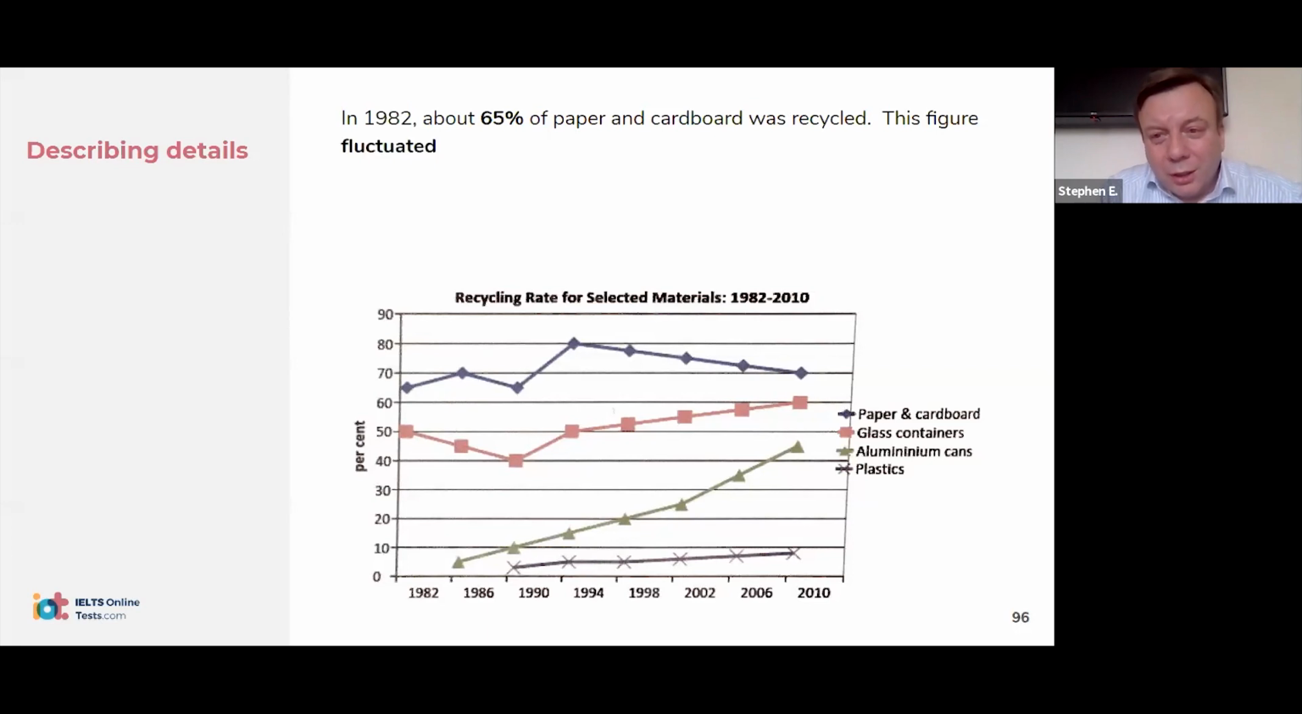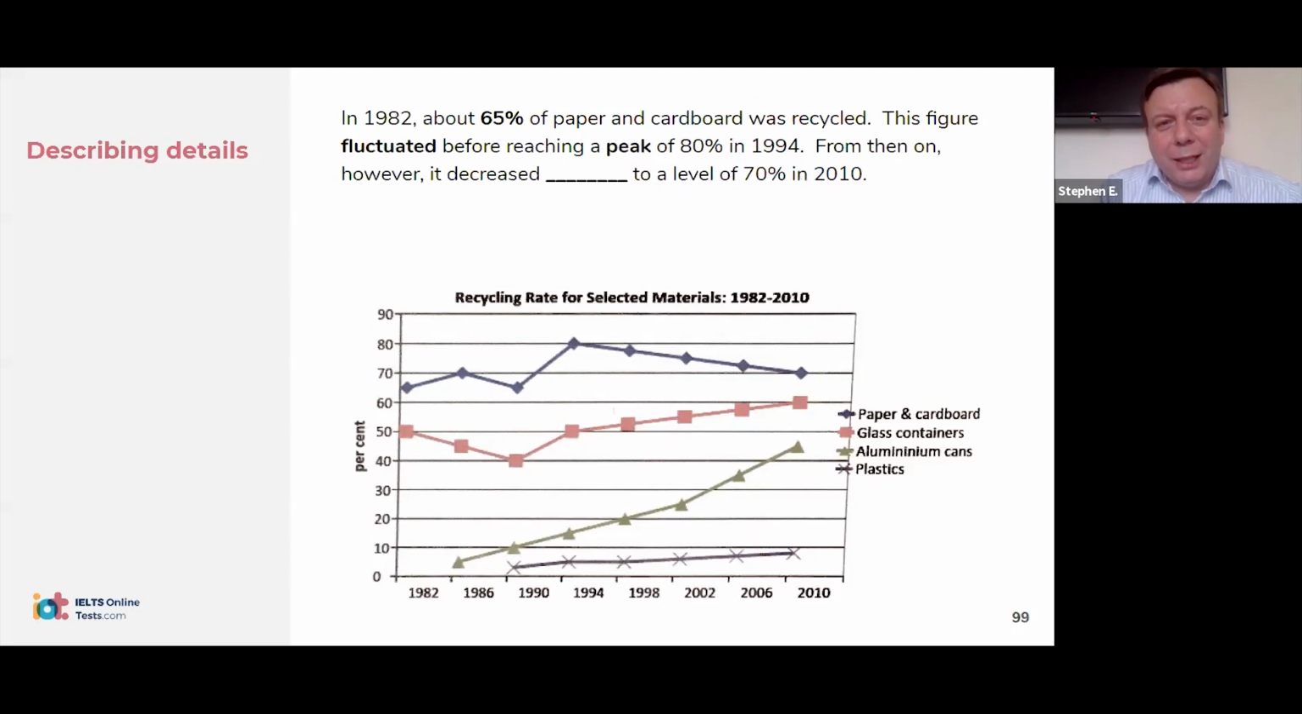Fluctuated, yeah, good. Okay, good. If I pronounce your name wrong, I apologize. Before reaching a peak of 80% in 1994. Good. Very good. From then, however, it decreased to a level of 70% in 2010.